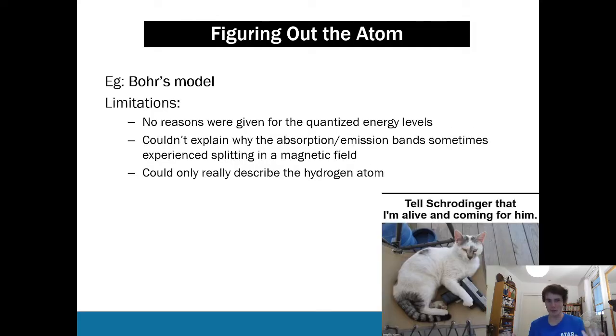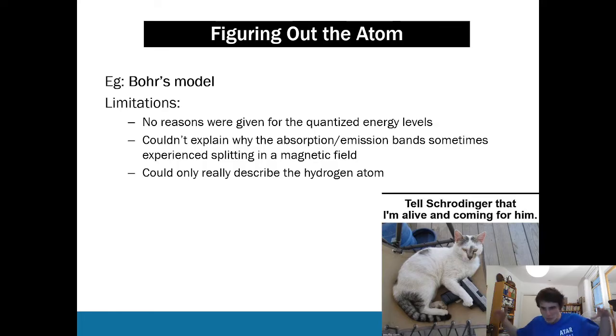However, Bohr's model, if it's known for one thing, it's known for the fact that it has a whole bunch of issues with it. Number one, Bohr didn't actually give a reason for why he had those quantized energy levels. He couldn't really explain why sometimes the absorption and emission spectrums that had given him the inspiration and the evidence for the model did funky things.